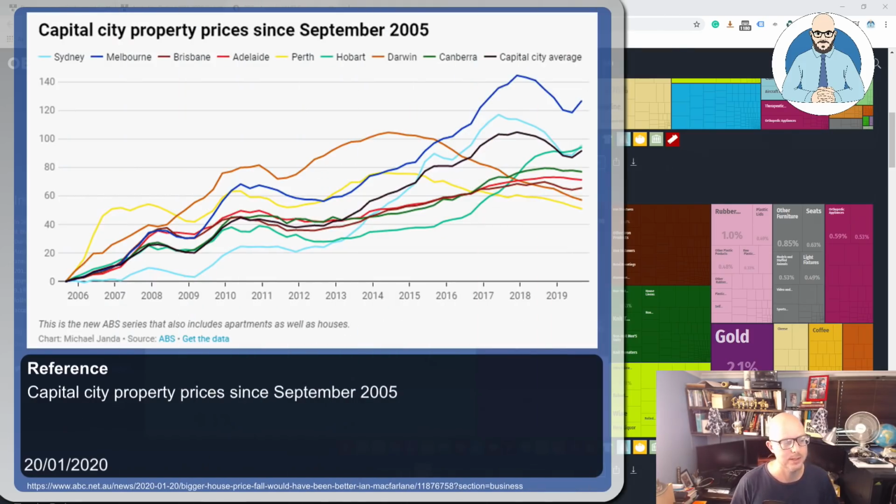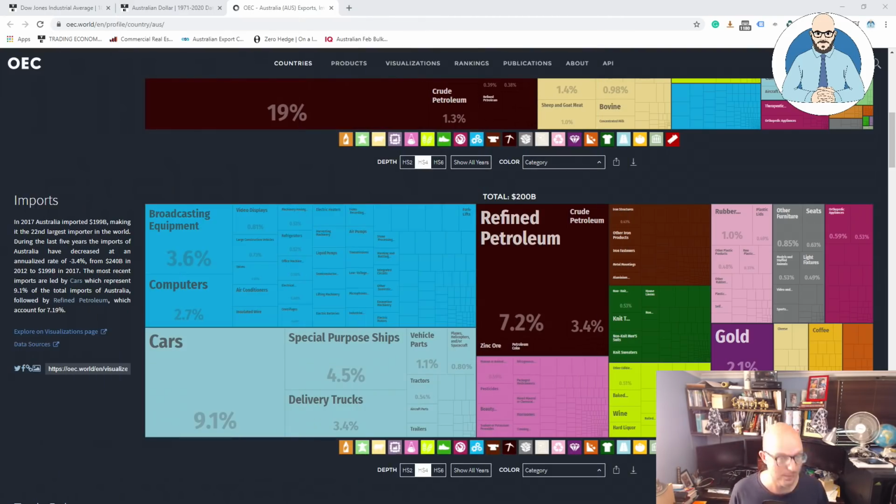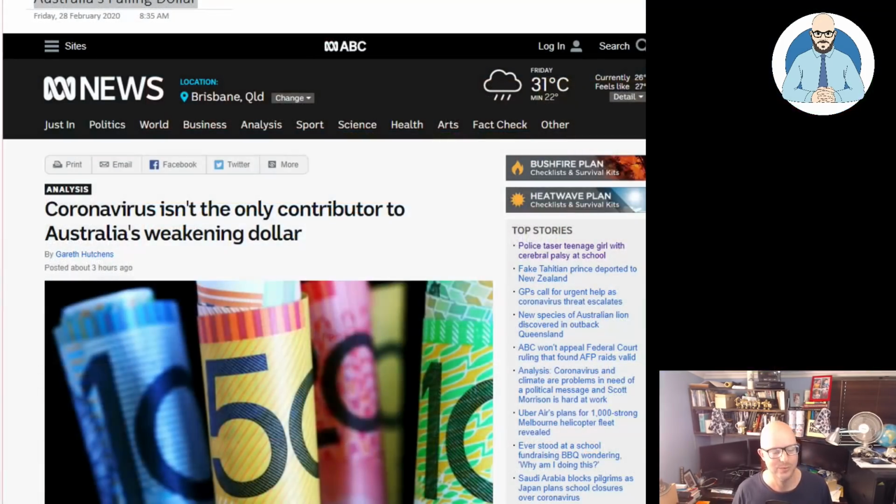And we'll look here at property prices. Just look at how they've climbed since 2006. That's what the RBA is worried about at the moment, that they'll reinvigorate the housing boom. So when people tell you the dollar dropping is good for the economy, it may not be.